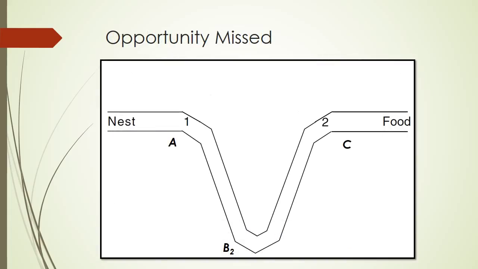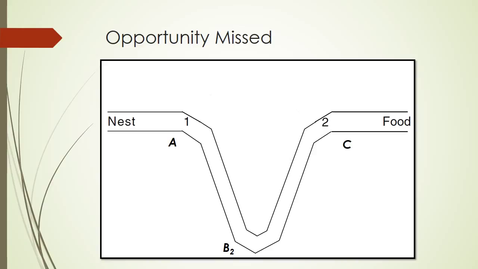Before we move on from our investigation of real ants, there's one more topic that should be addressed, and that's the limitation of this behavior in nature. So this slide is titled Opportunity Missed. So we're going to go back to that same double bridge experiment from previously with the long branch. But this time the short branch is not connected.